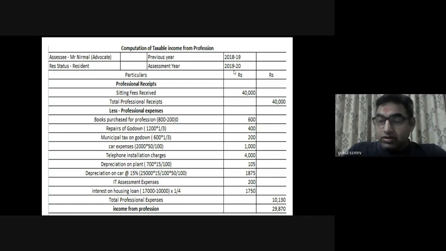Okay, total professional receipts is 10,130. So the total income from profession is 29,870. I hope I've been clear on this. Please go through the solution once again.